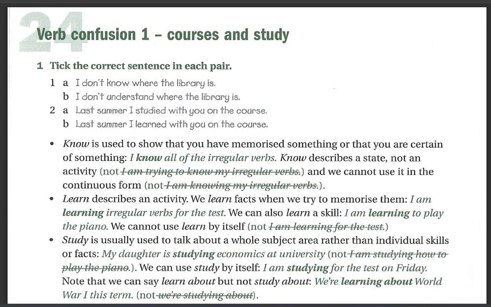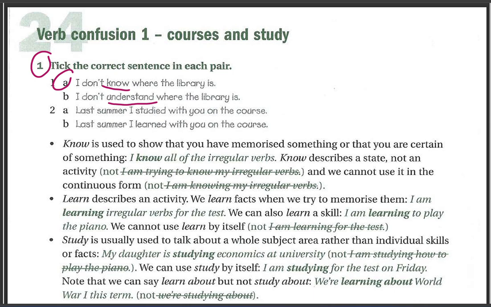It's 24. Verb confusion 1. Courses and study. So, verb confusion part 1. Let's read these questions to get more of an idea about the unit. Choose the correct sentence in each pair. 1. I don't know where the library is. I don't understand where the library is. So the first is the verb know and then understand. What do you think? Very good. I don't know is better.